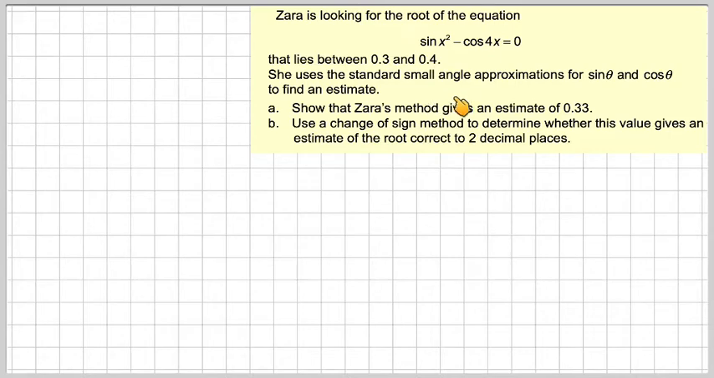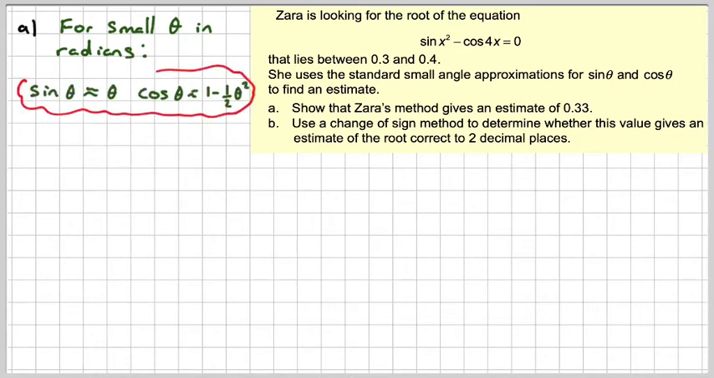She used standard small approximations for sine theta and cos theta to find an estimate. Show that Sarah's method will give an estimate of 0.33 and then use the change of sign method to determine whether this value gives an estimate of the root correct to two decimal places. So for small theta in radians, and in the exam, this is actually on the formula booklet, sine theta is approximately equal to theta. Cos theta is equal to 1 minus a half theta squared.